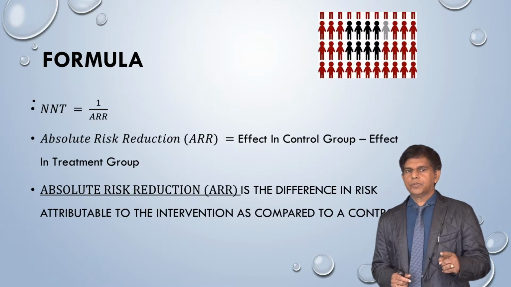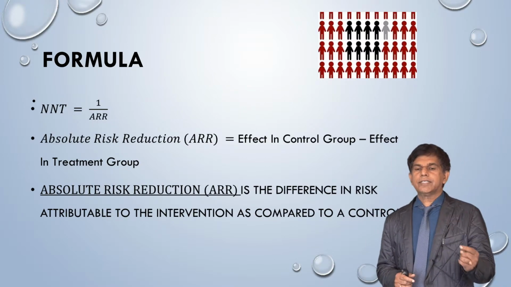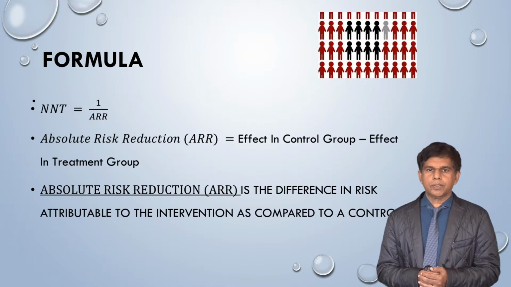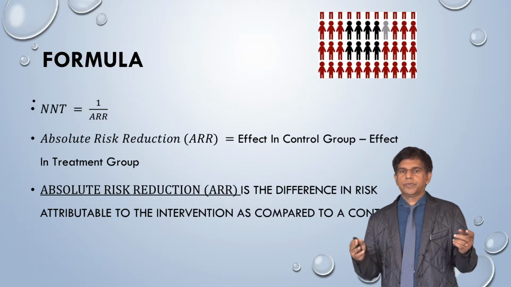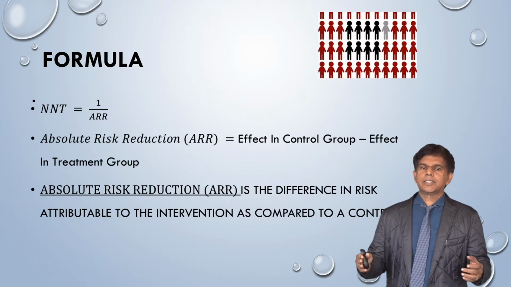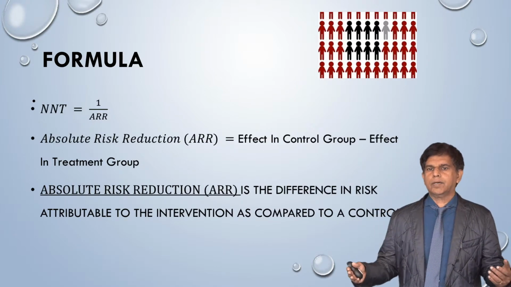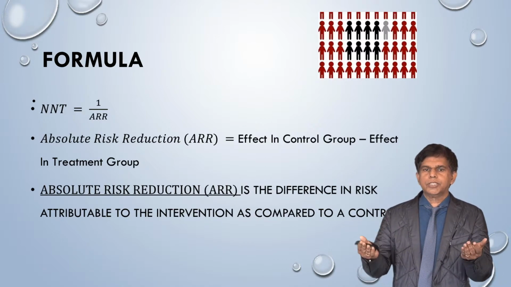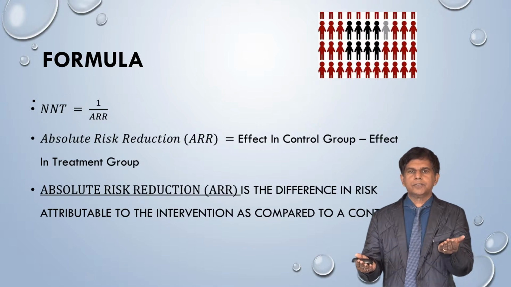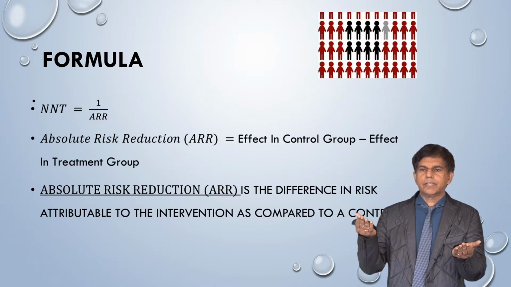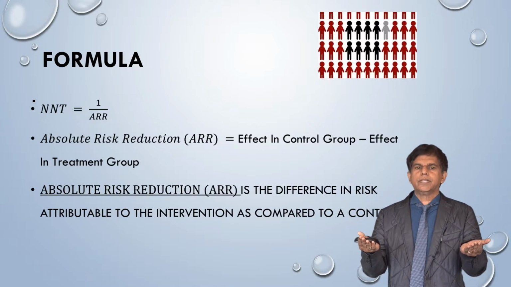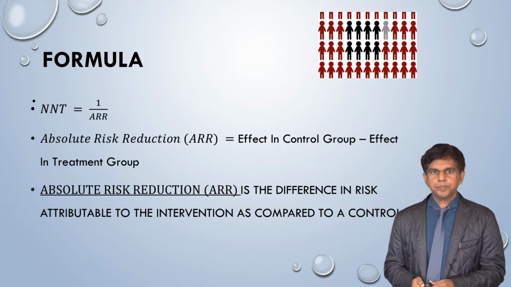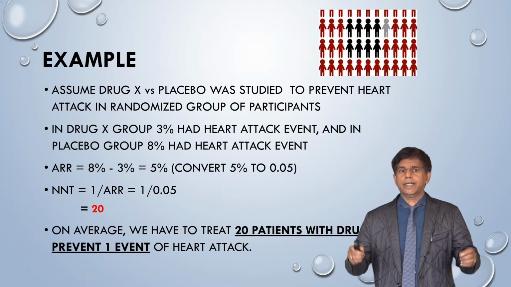Now, what is absolute risk reduction? It's the effect in the control group minus the effect in the treatment group, okay? And the absolute risk reduction is the difference in risk attributable to the intervention as compared to a placebo. Let's say you have a drug and a placebo, and you look at the effect in the placebo minus the effect in the drug, or the difference between them, is the absolute risk reduction, okay? Always remember that.